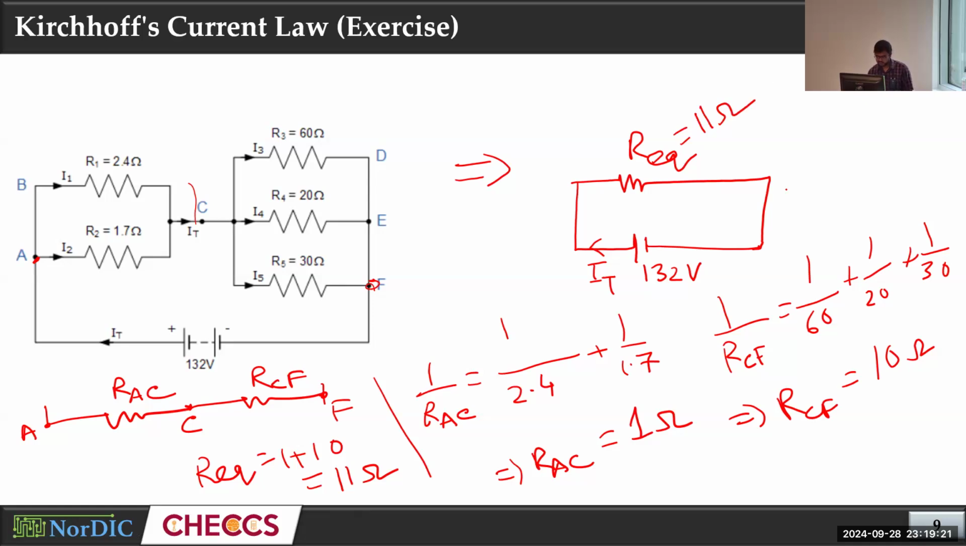So this is our 11 ohm. And from this we can easily calculate IT. V equal to IR, so I equals V by R. 132 is the V and R is 11. So there will be 12 ampere. Do you have any questions up to this point?